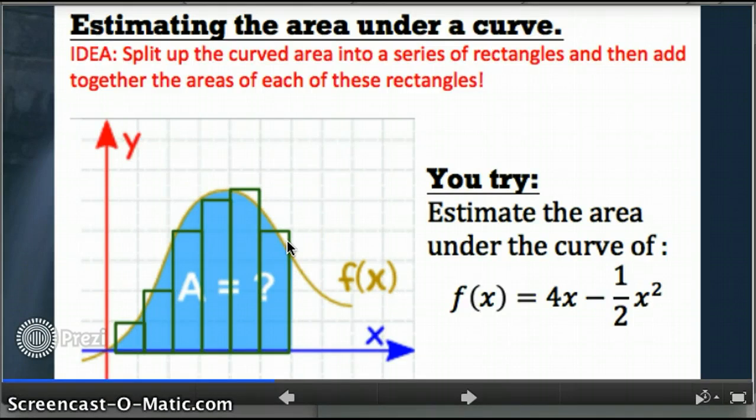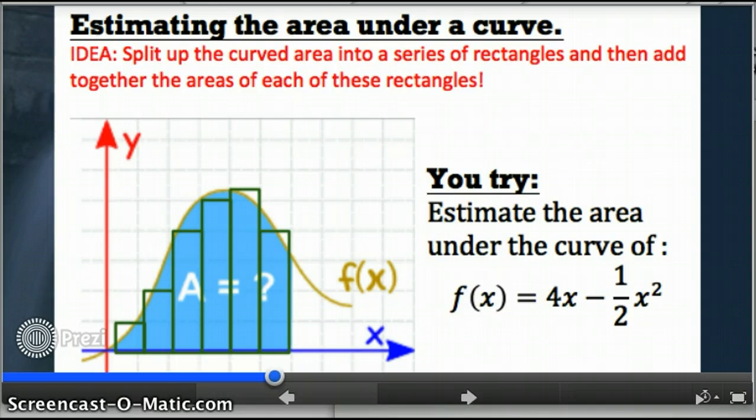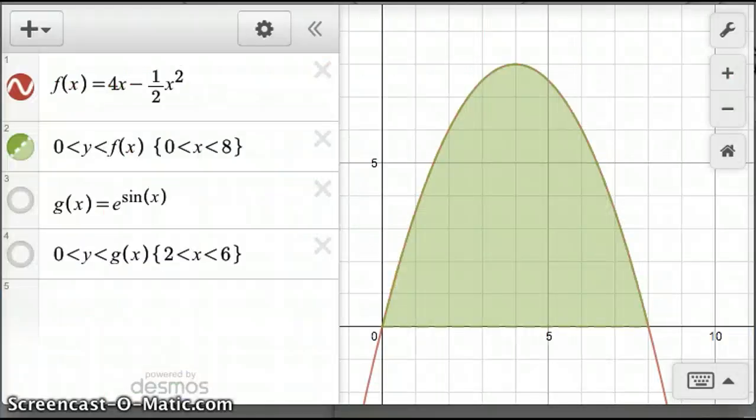In fact, let's go ahead and just try this, see what it feels like. We're going to estimate the area under the curve of this parabola. Notice that it's a downward-facing parabola. Okay, so we've got the idea here. How are we going to start? Sure, we probably need a graph first. So grab your graphing calculator or move over to Desmos, which is what I'll do, and go ahead and graph this parabola. What you should see is that you end up with a parabola that looks like this.